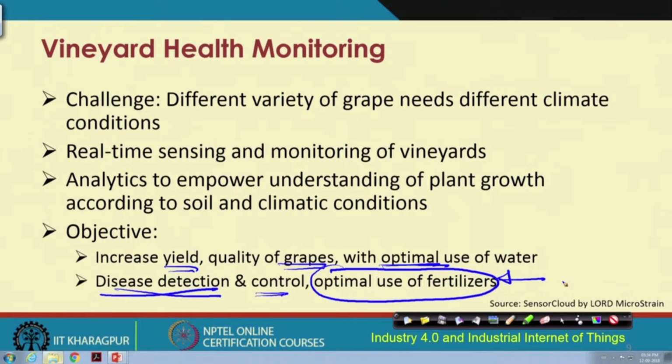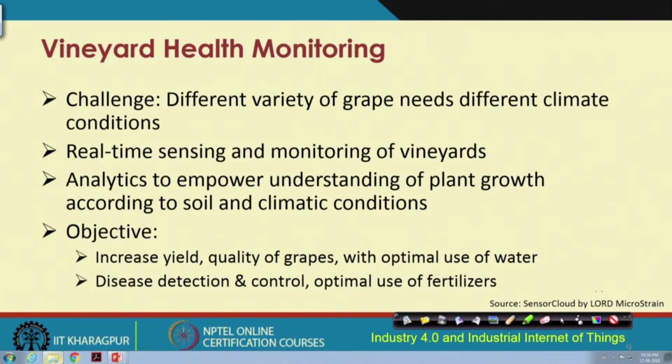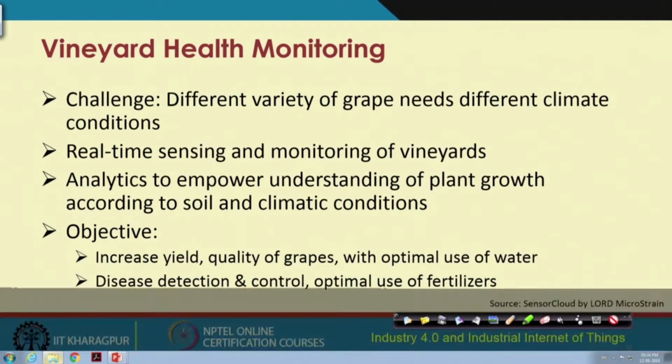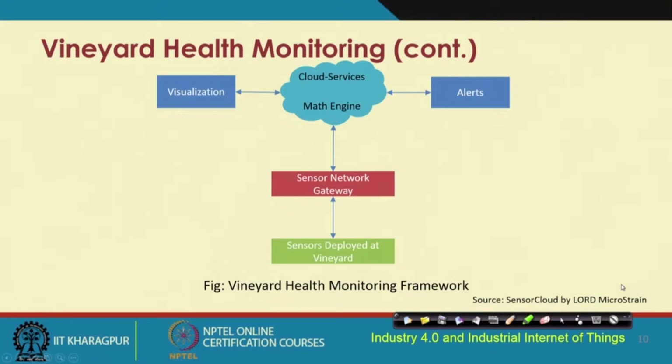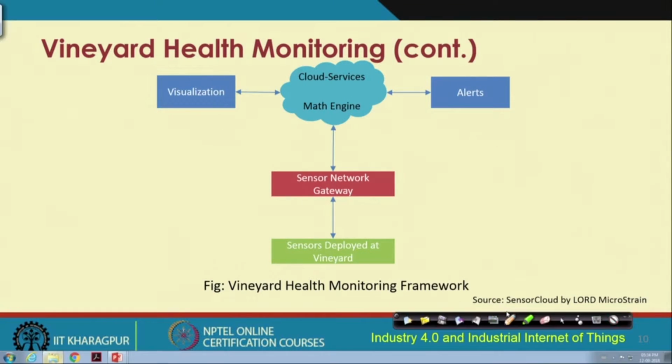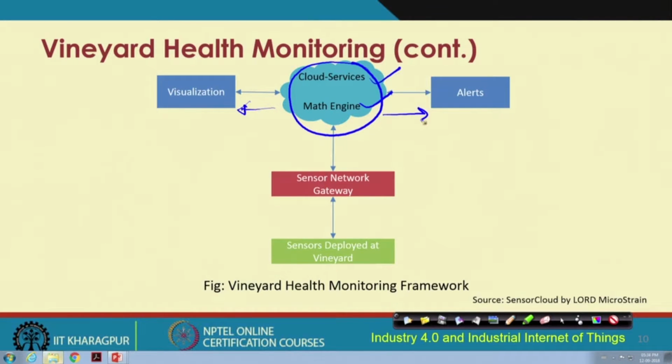So, this is the Vineyard Health Monitoring solution, and the corresponding source for this particular work is also given over here. In case you are interested, you are encouraged to go through this particular literature. And this is the overall architecture, and as you can see over here, this is the processing engine, which consists of the cloud as well as the math engine. This is what this particular work talks about, so interaction with the visualization component and generation of alerts. This is what is supported in this Vineyard Health Monitoring solution by MicroStrain.